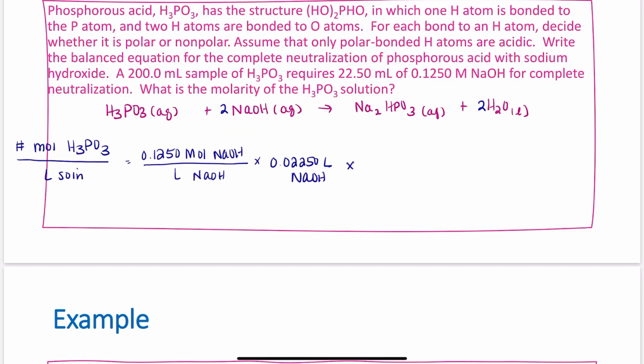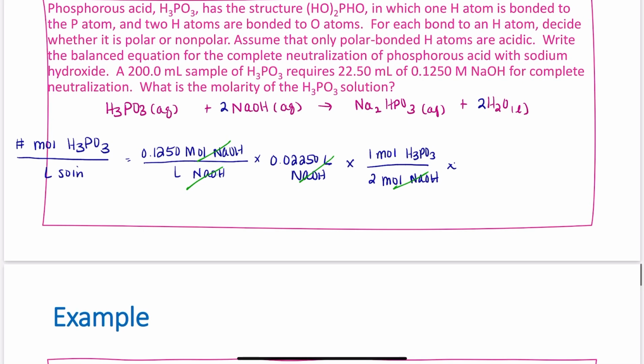Now, if I look at the balanced reaction here, I see that for every 1 mole of phosphorus acid reacted, 2 moles of sodium hydroxide are also reacted. So it's a 1-to-2 ratio. At this step right here, this would cancel my liters of hydroxide and my moles of hydroxide. I'd have moles of phosphorus acid, but I don't want moles, I want moles per liter. So I'm going to say times 1 over 0.200 liters of the phosphorus acid because it says that I'm reacting a 200 milliliter sample of that phosphorus acid. This gives me a concentration of 0.00703 molar H3PO3.